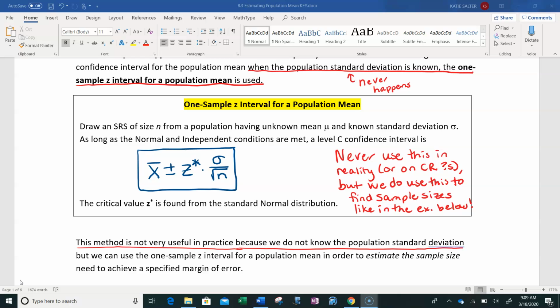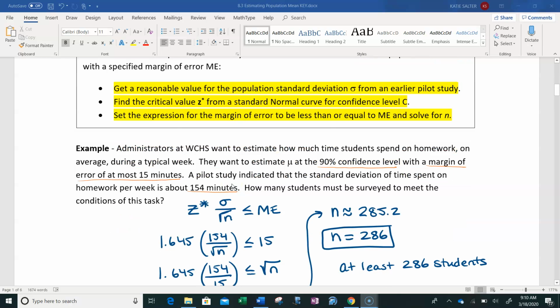However, sometimes you will have a multiple choice question on the AP exam where they do give you the population standard deviation, and this is the formula you would use. So that's what this part down here is showing you.